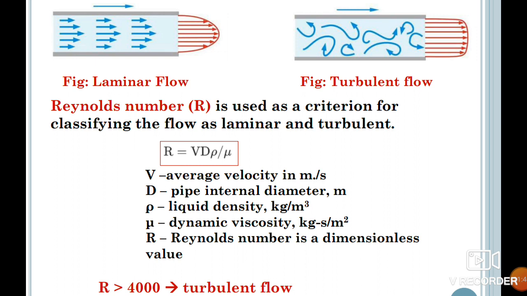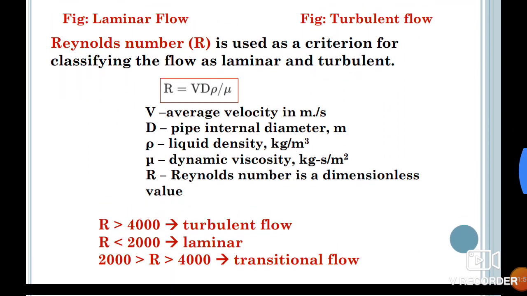So based on the Reynolds number, we can categorize these flows into laminar, turbulent, and some other things. So this here is the classification. When the value of Reynolds number is greater than 4000, then that kind of flow is known as turbulent flow. And when the Reynolds number is less than 2000, that kind of flow is known as laminar flow. And when the value of Reynolds number is between 2000 and 4000, then that kind of flow is known as transitional flow. So this categorization of Reynolds number is applicable in case of pipe flow only.